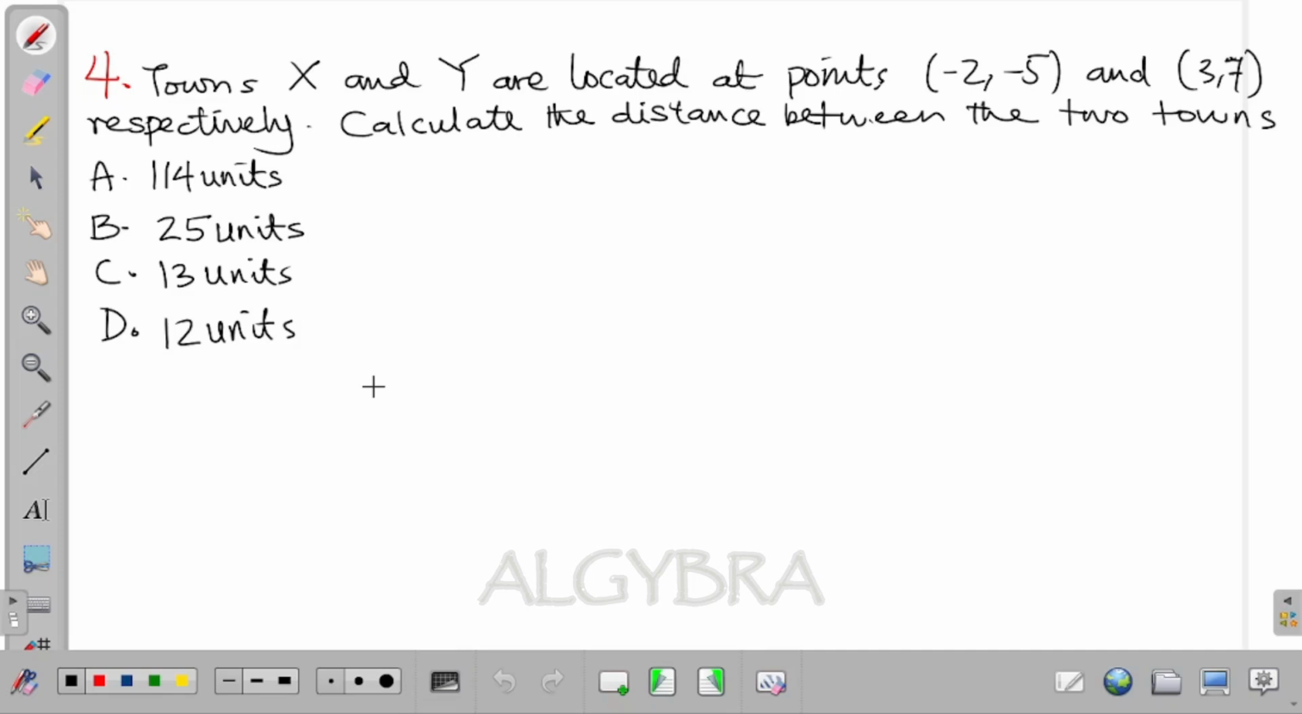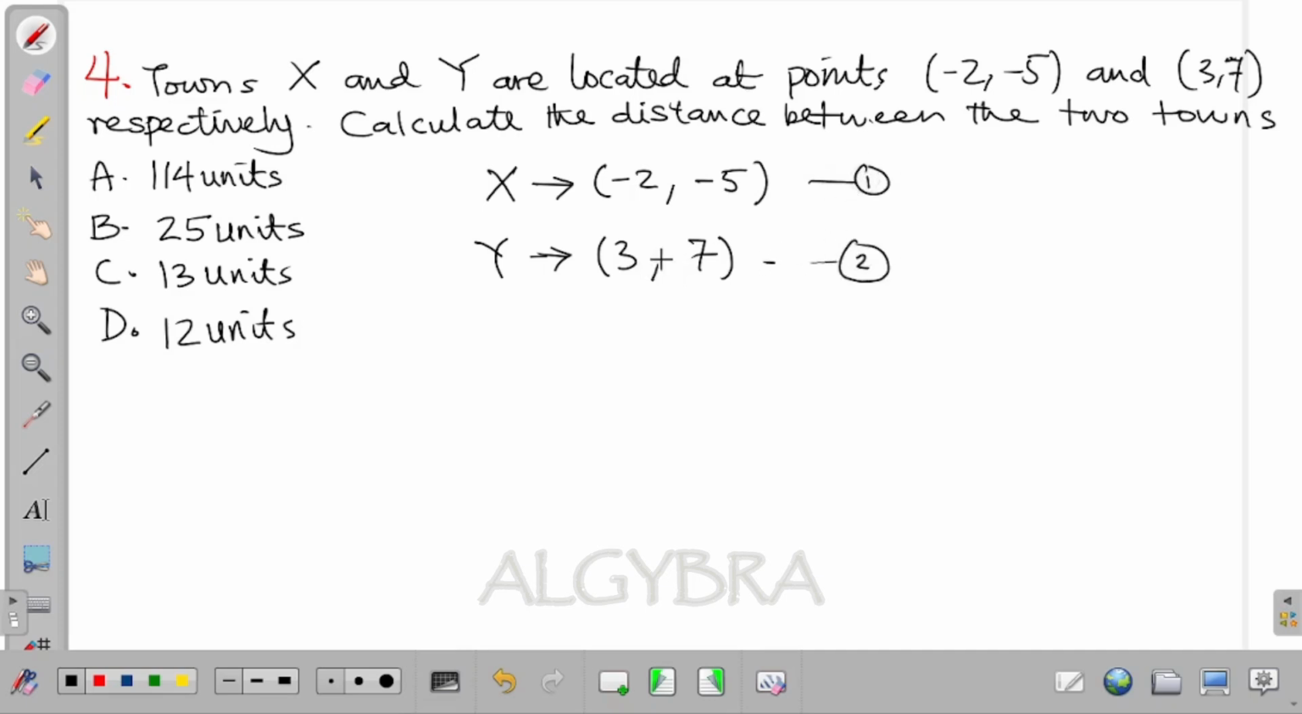Okay, so it means that town X is located at -2 units on the x-axis and -5 units on the y-axis. And town Y is mapped to 3 units on the x-axis and 7 units on the y-axis. So let's call this our point 1 and let's call this our point 2.